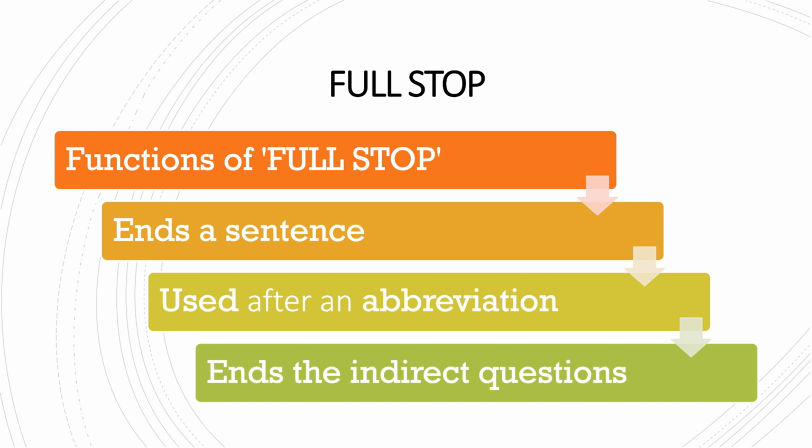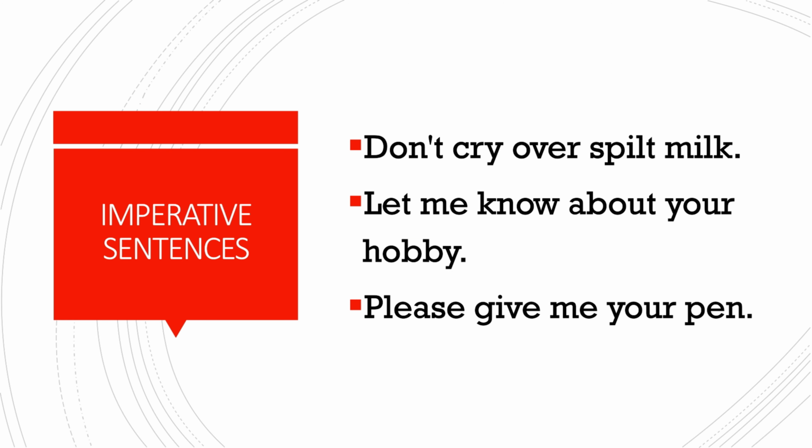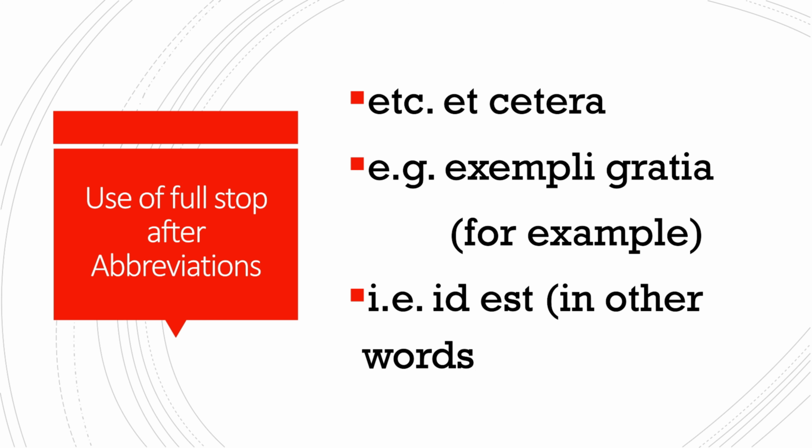Now let's see the use of full stop in imperative sentences. Imperative sentences are commands or requests, and these sentences end with the full stop, as you can see in these examples. Don't cry over spilt milk. Let me know about your hobby. Please give me your pen. Do you notice that we use full stop at the end of these sentences? So, the full stop is used at the end of the declarative and imperative sentences, and it's also used after the abbreviation of words.